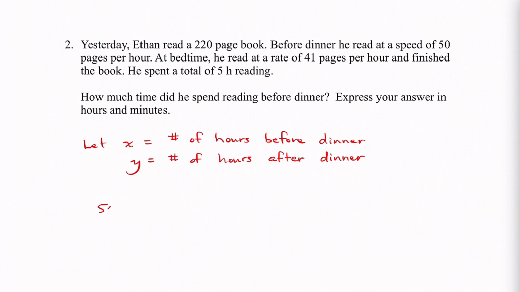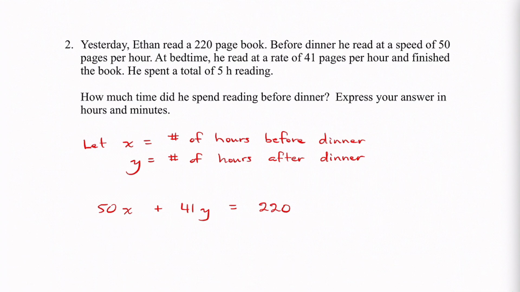So if he reads at 50 pages per hour before dinner, we're going to have to take 50 and times that by however many hours he read before dinner, plus he also read at 41 pages per hour after dinner, but we don't know how many hours that was, so we're going to have to multiply by the number of hours, which is y. And when we add up all of those pages that he's read, it said he read the entire book, which was 220 pages. So it's going to add up to 220 pages.